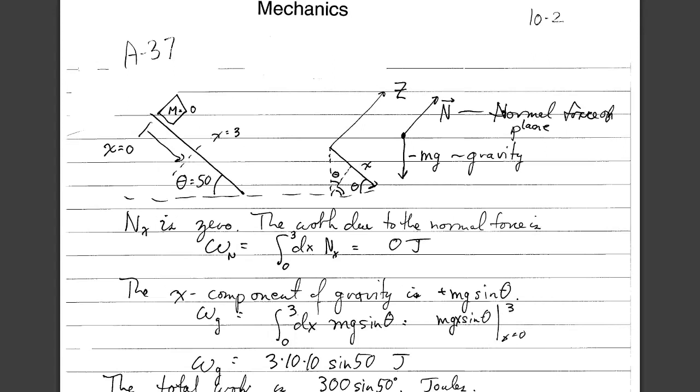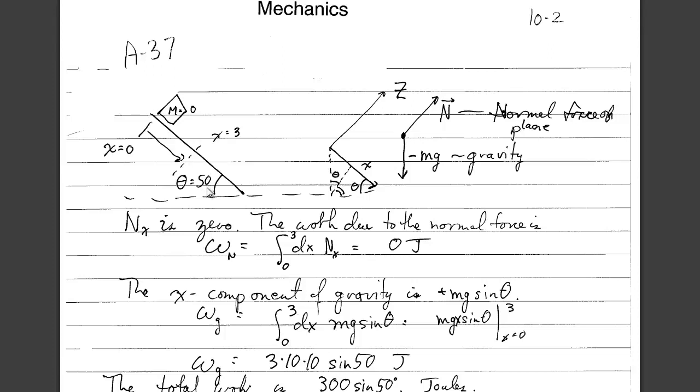Here we are with problem A-37. We have a box at the top of a frictionless ramp. It slides a distance down the ramp, and we'd like to know how fast the box is going when it reaches a distance down the ramp. So here's the box, and it has a mass. It's going to go from x equals 0 to x equals 3. The ramp has an angle of 50 degrees.